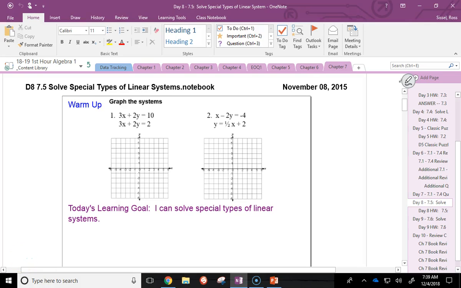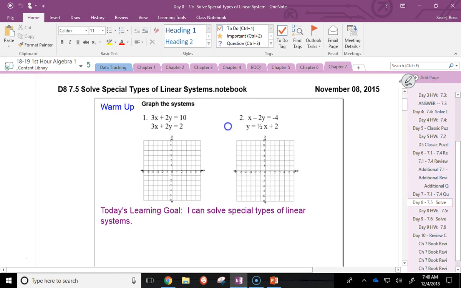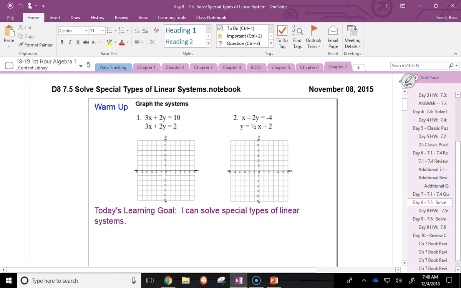This is lesson 7.5, solve special types of linear systems. Okay, doing our warm-up. First two questions are nothing special. They're just asking us to graph the systems. So, you guys should have already done it, or you should be working on it. I'm going to do it over here.